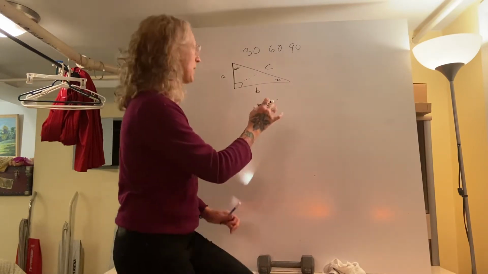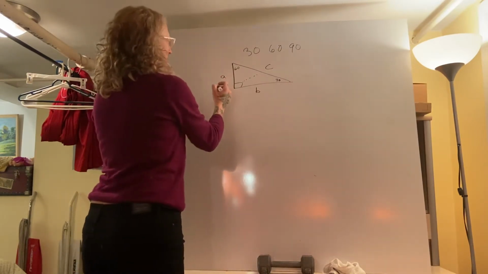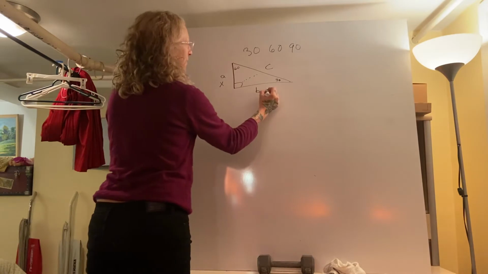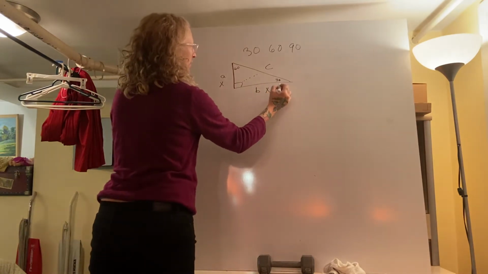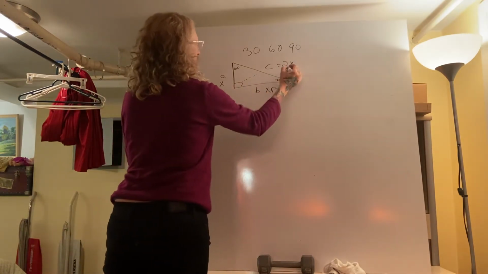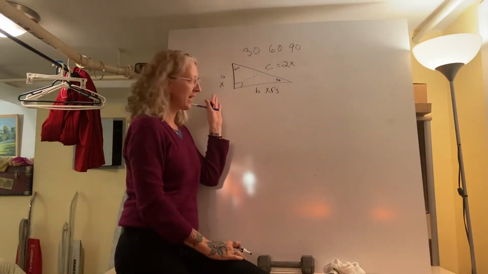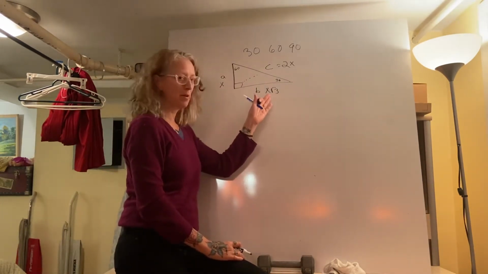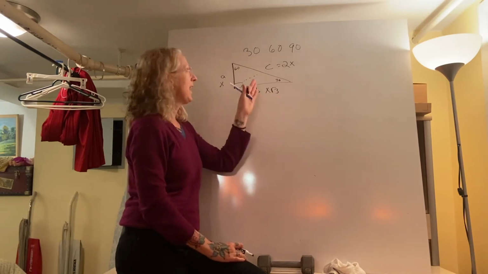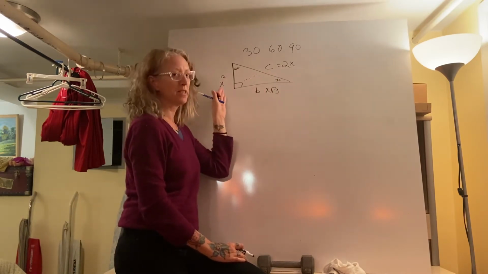So in this setup, if A is X, then B is X times the square root of 3, and C is 2X, okay? So whatever they give you for A, if you're given A, B is that same number times the square root of 3, and C is just 2 times this number, okay?